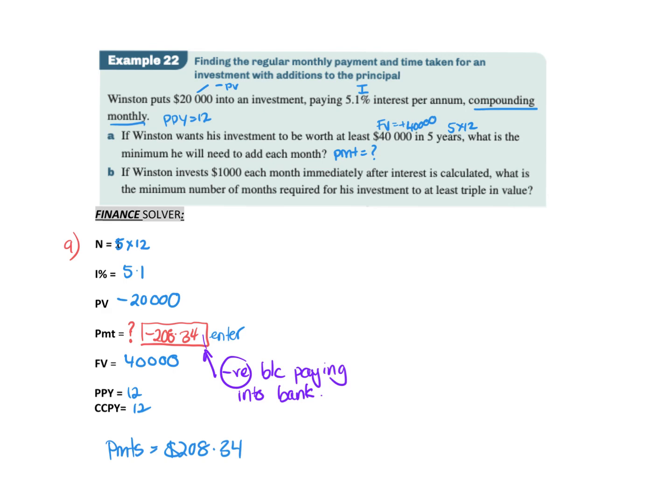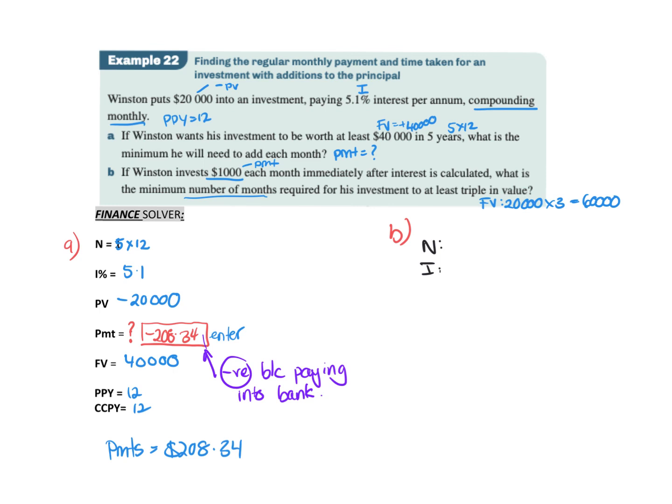All right, question B asks, if Winston invests 1,000 each month immediately after interest is calculated, what is the minimum number of months required for his investment to triple in value? So if his original investment is going to triple in value, that would be the original 20,000 times 3. So that would be 60,000. We want this to get 60,000. He's going to pay 1,000 in, so that would be a negative payment. And then what is the minimum number of months? So that means I'm making n the question.